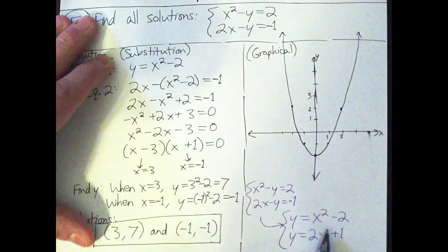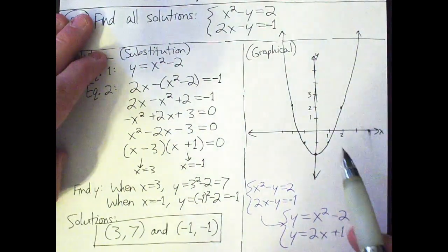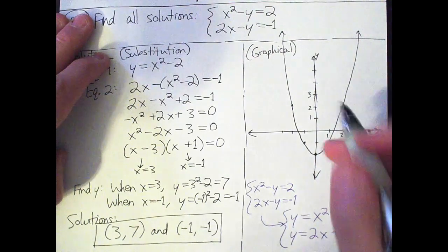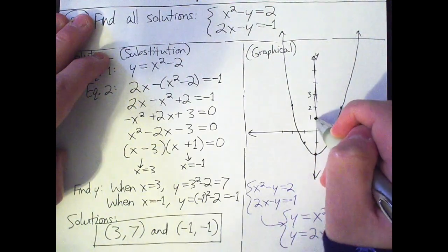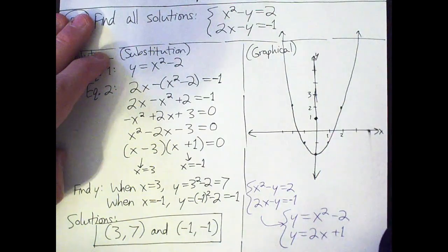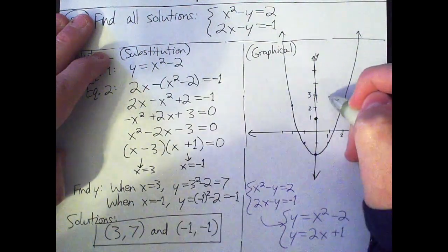Okay, so that's y equals x squared minus 2. It's the standard parabola, but it's been shifted down 2 units. And then y equals 2x plus 1 is going to be a straight line with a slope of 2 and a y-intercept of 1. So I'll draw the y-intercept at 1. And then I know a slope of 2 means for every 1 unit I go to the right, I go 2 units up.